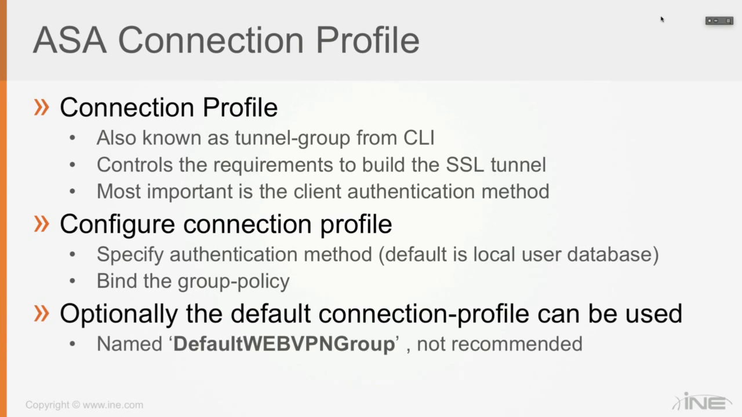Likewise, we have a default connection profile, which can be used. It's called DefaultWEBVPNGroup. It is likewise not recommended. We speak in more detail about this in the CCNP class of SIMOS, which is the VPN class from the CCNP blueprint.